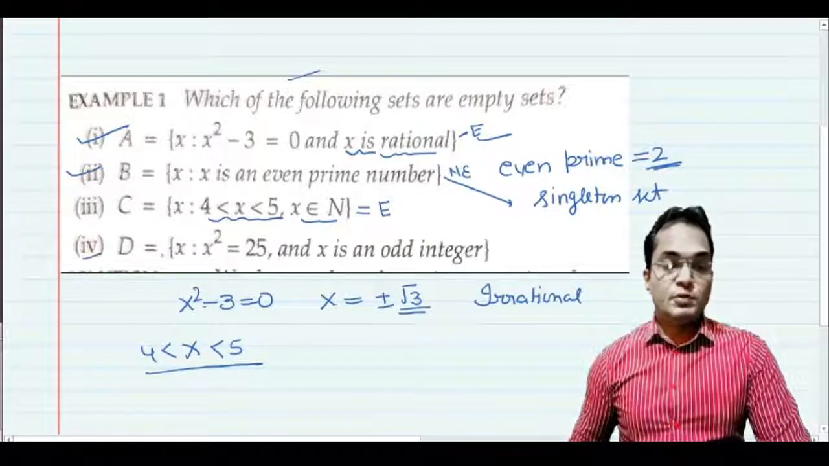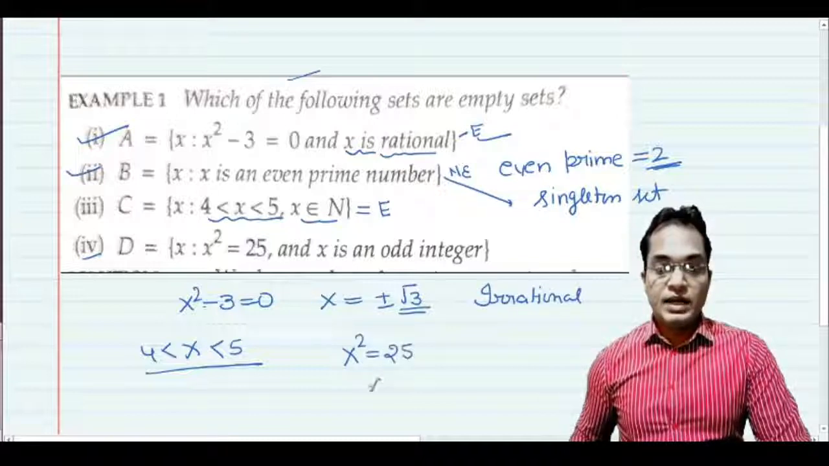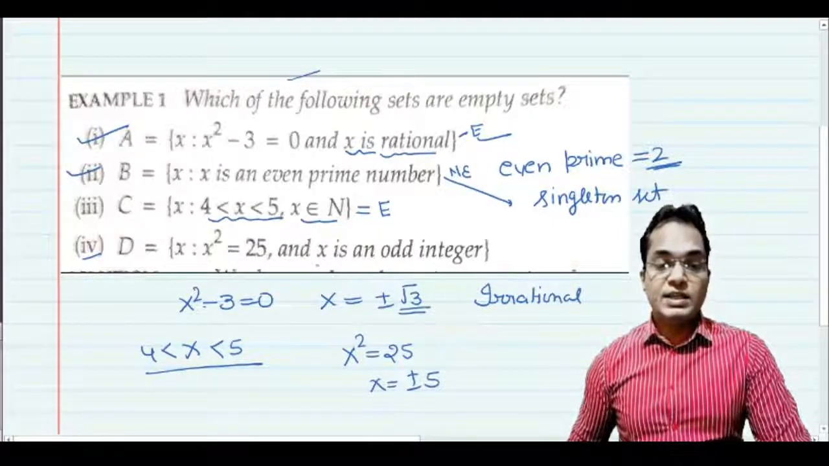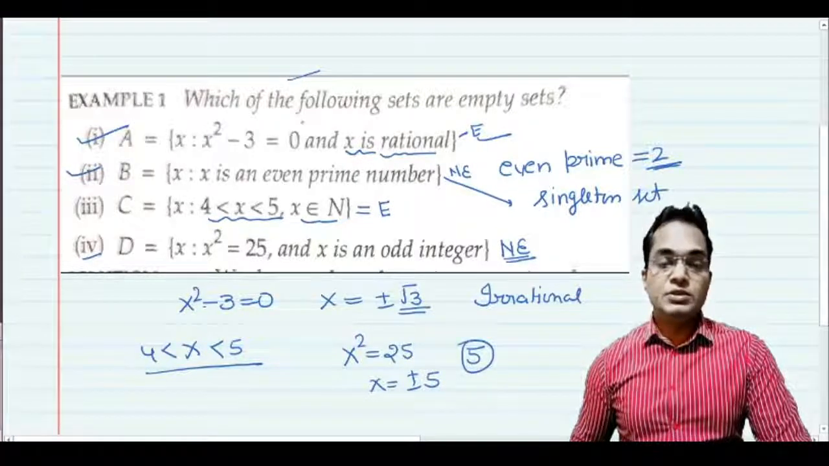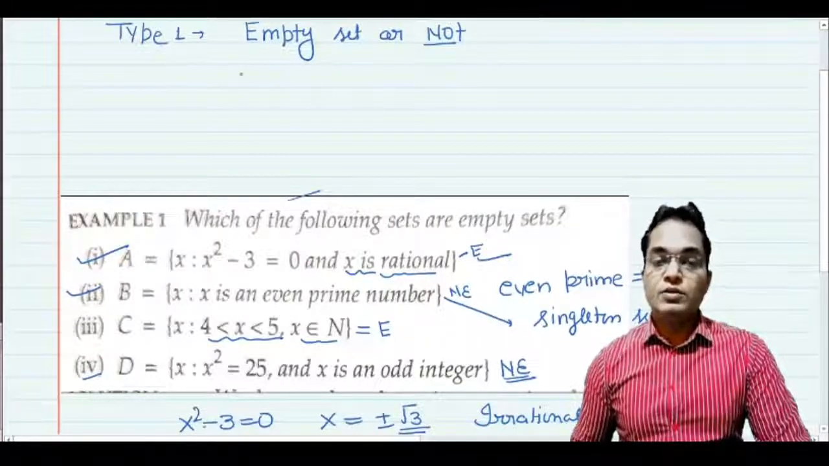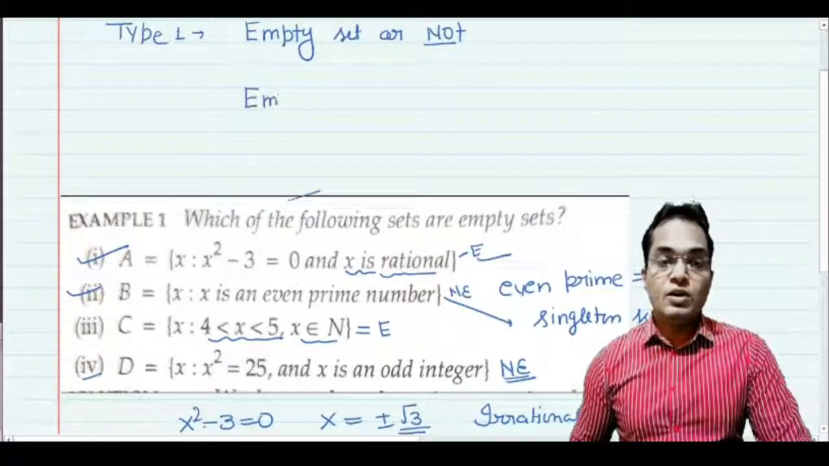Now the fourth part: x square equals to 25, then x equals to plus minus 5, and the question says that x is an odd integer. Yes, x equals to 5 is an odd integer. That's why it is not an empty set. Understand? These are the questions based on type first, where you have to find whether a set is empty or non-empty.